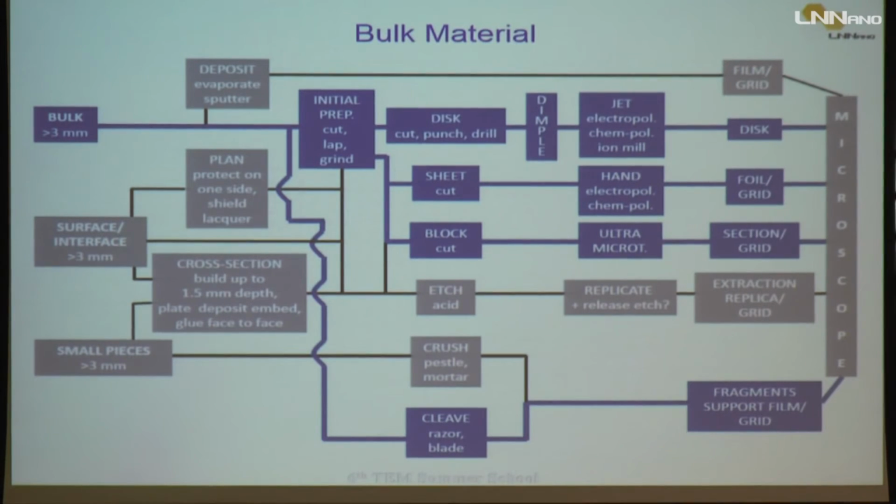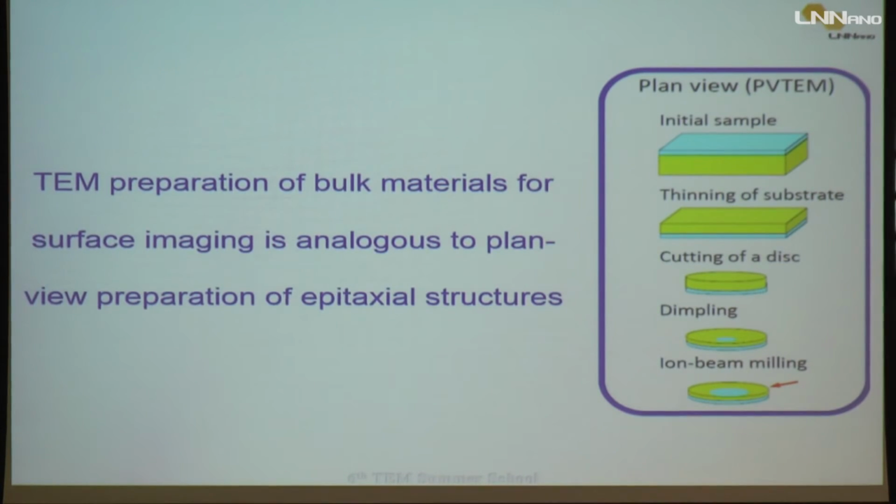Well, let's now go to bulk material. We were in the surface, in the layered. Now we go to bulk material. We have different possibilities here. The TEM preparation for bulk materials for this surface imaging will follow exactly what we saw for plain view in the layered materials. It's about the same. You want to see the surface of a bulk material, it's just to put it on the other side and make the dimple and so on. Okay?